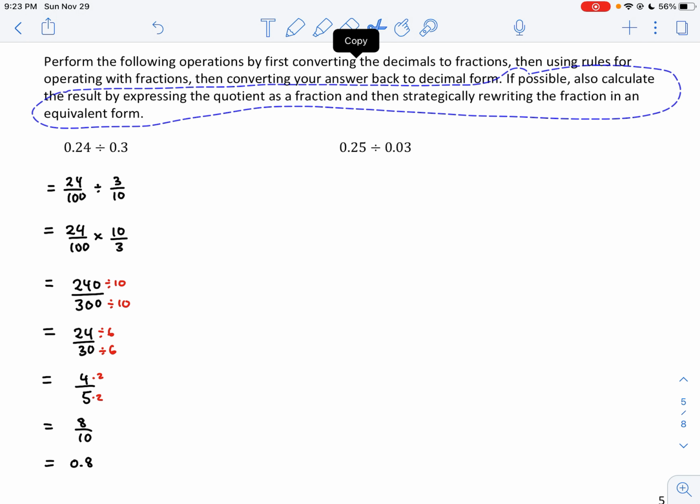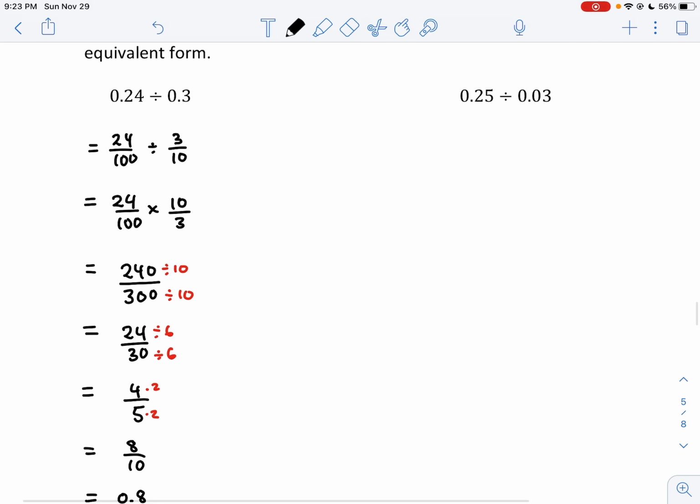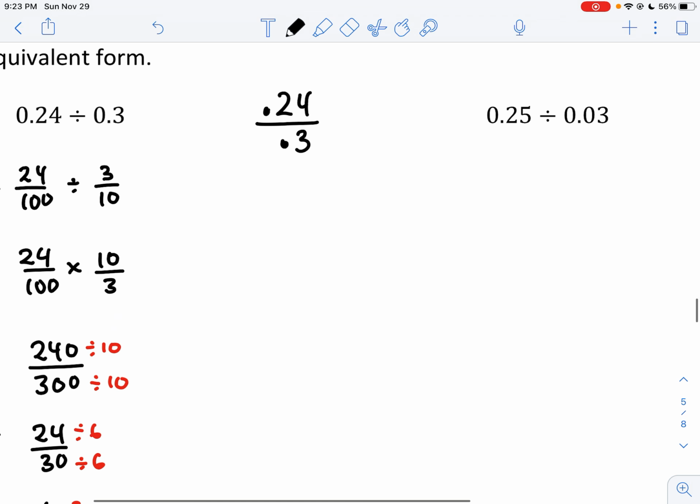Okay, and I'll read this next sentence right here. If possible, also calculate the result by expressing the quotient as a fraction and then strategically rewriting the fraction in an equivalent form. Now, what do I mean by that? So the alternate approach is to take this statement right here and write it, instead of saying division, as a straight up fraction, which is, in other words, 0.24 over 0.3.